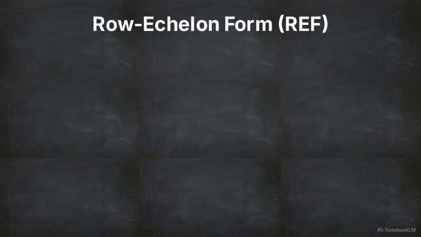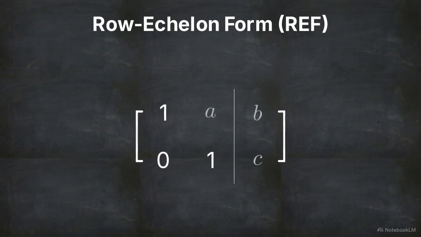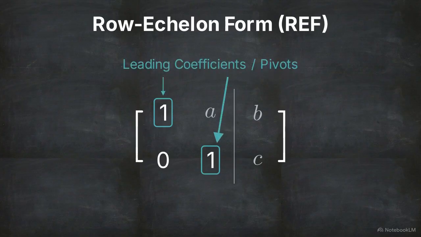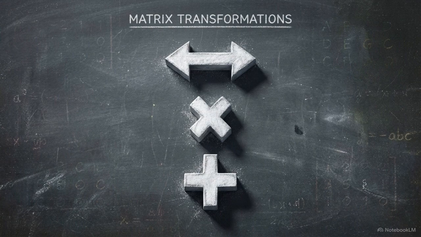The goal of this algorithm is to reach a layout called row echelon form, or REF. In REF, the leading coefficients in each row must be a 1. These are our pivots. Any number directly below a pivot must be eliminated and turned into a 0. We achieve this state using three specific elementary row operations.